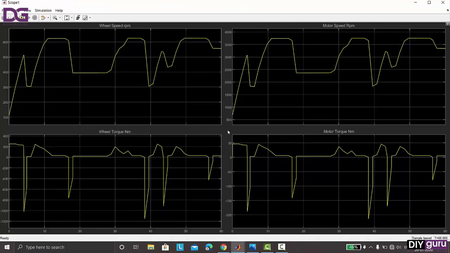Here are the variations. If you see the variation of the wheel speed and the wheel torque for a given velocity input, this is the wheel speed and the torque required at the wheel. So the torque required at the wheel is around 200 Newton meters, and the wheel speed is around 600 RPM. After the effective gear ratios, this is the speed and the torque which we require from our motor. So our motor should be capable of giving 50 Newton meters of torque at around 3800 RPM for a specified gear ratio.